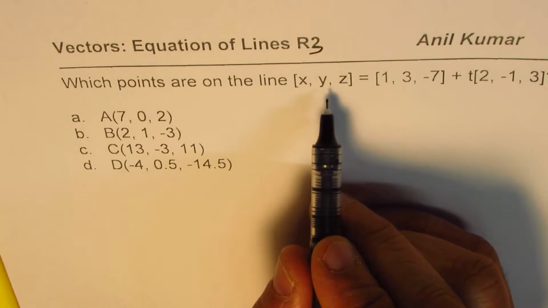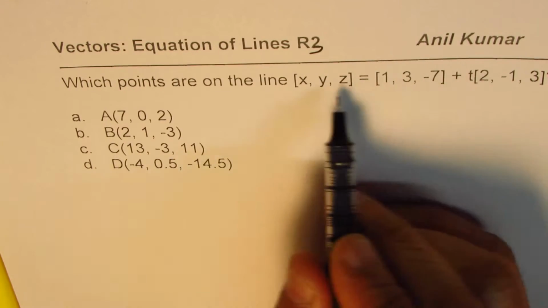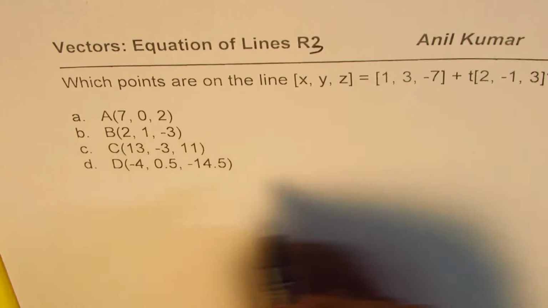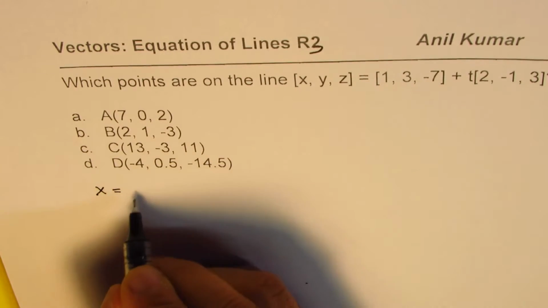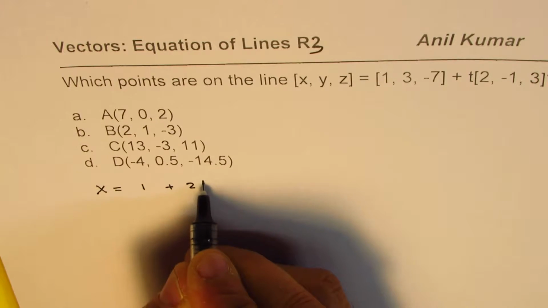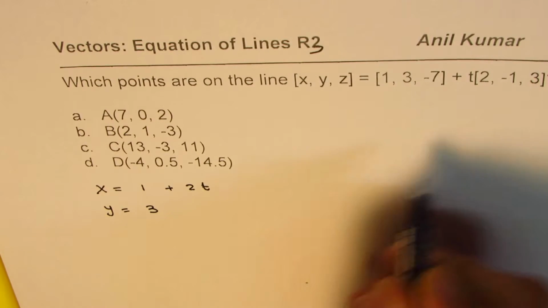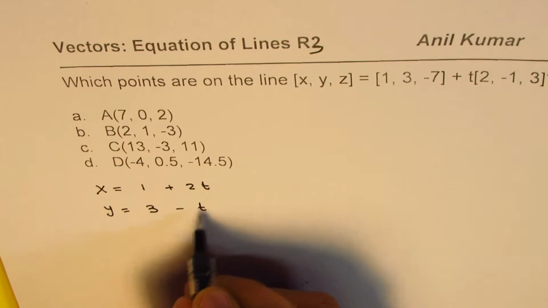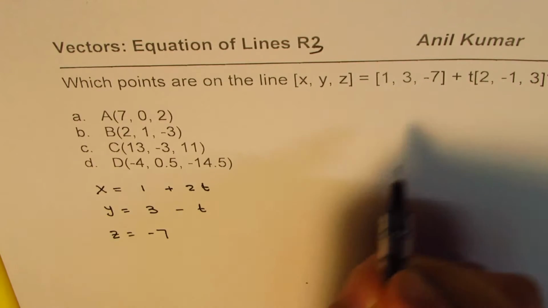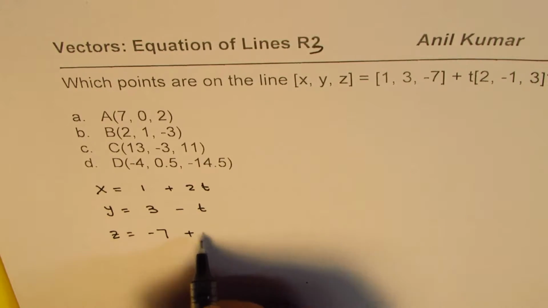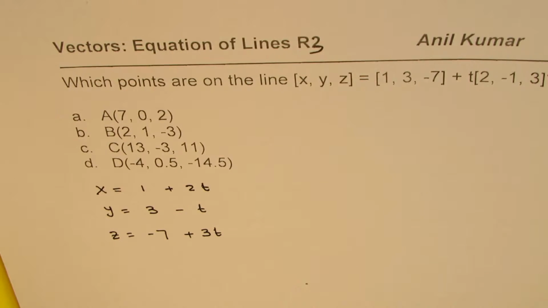When you are given the equation of a line in vector form, preferably write it in the parametric form. So what we can do here is say what x is equal to. x is equal to 1 plus 2t, right? What is y equal to? y is equal to 3 minus t, and z is equal to minus 7 plus 3t. So the first step is to write them in the parametric form.